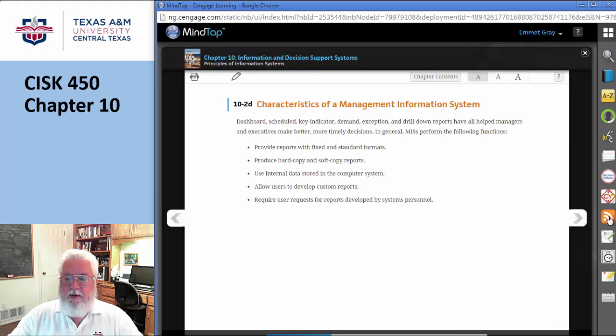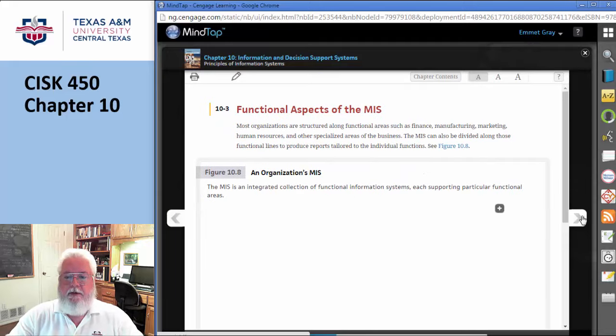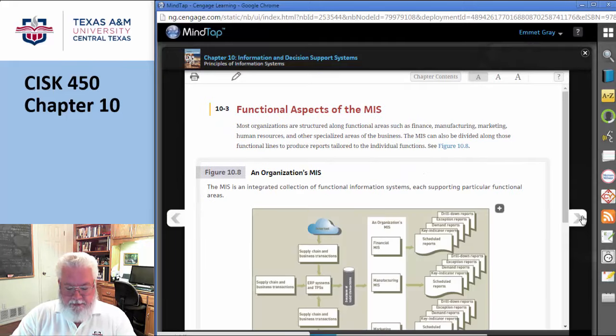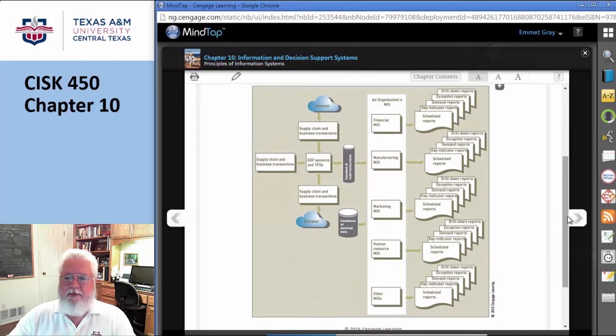Okay, so let's continue. This next screen basically talks about the functional areas. Now this diagram sort of looks like there are multiple MISs. And from a unique perspective, it really sort of is. For example, if you're human resources, your scheduled reports are going to look nothing like marketing's. Your key indicator reports, your demand reports, exception reports. So essentially, this is tailor-made to your organization.